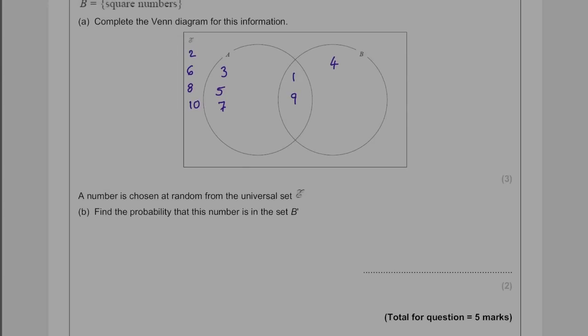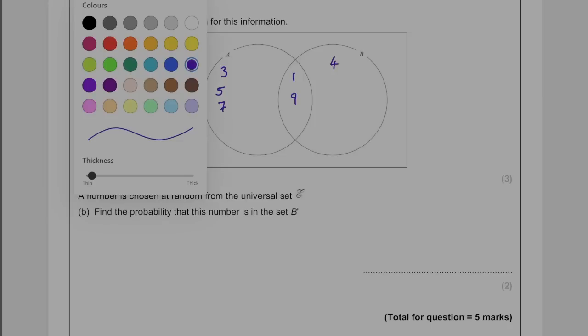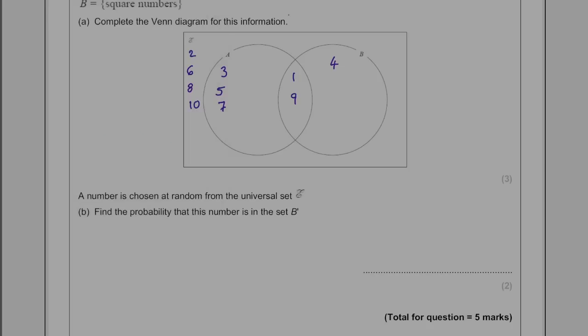A. A number is chosen at random from the universal set, so that's from all of the numbers. Find the probability that the number is in set B dashed, so that means not in B. So not in B would represent this section and this section. So we just need to write the numbers that are in there. I like to write them in size order, but it's not needed. So I'm going to go 2, 3, 5, 6, 7, 8.